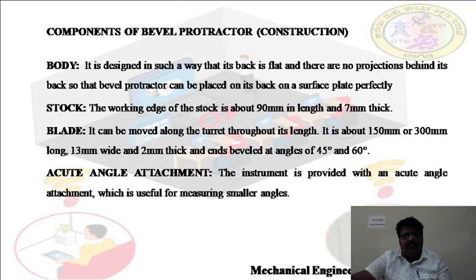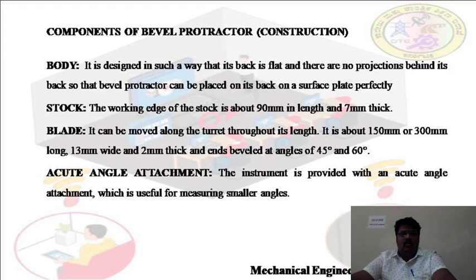It is about 150 mm or 300 mm long, 13 mm wide and 2 mm thick, and hence beveled at an angle of 45 degrees and 60 degrees. And you have one more component which is called the acute angle attachment. The instrument is provided with an acute angle attachment which is used for measuring the smaller angles.